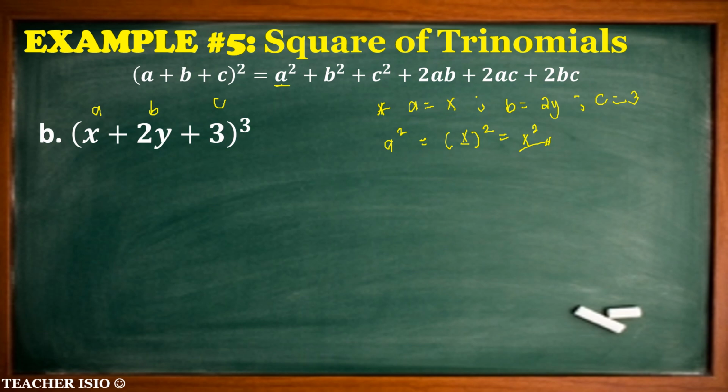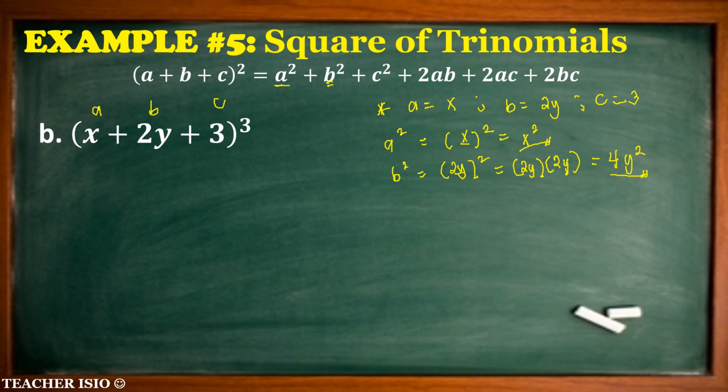Next, let's have b squared. So we have blank squared. So our b is 2y. So if we have 2y squared, which means we have 2y times 2y. So 2y times 2y, we have 2 times 2, 4. And then y times y, we have y squared. So tapos na tayo dito.